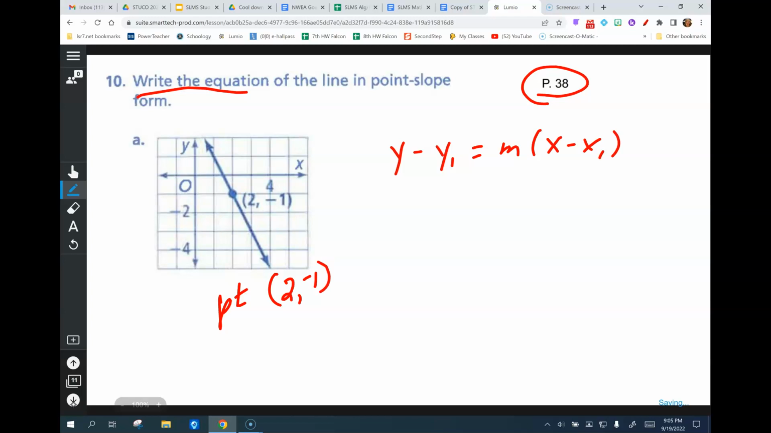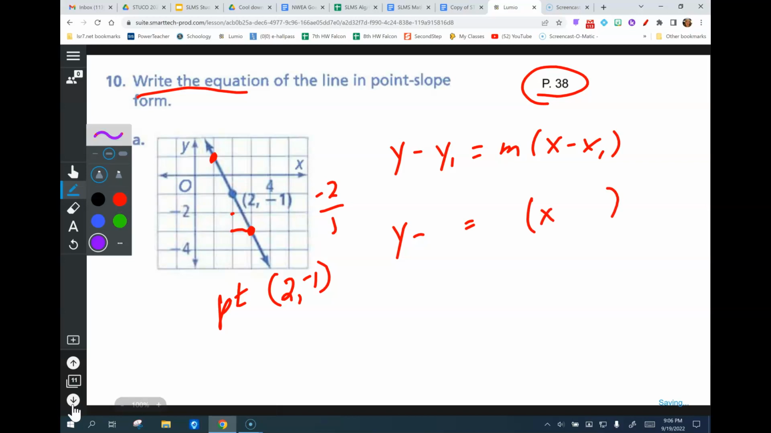Okay, we have a point. So look for whole number points. I see one here. I see one there. So what's my slope? I go down 2, so down 2 over 1 to the right. So it's -2 over 1. So here we go. We're going to plug in all of our stuff that we just learned.